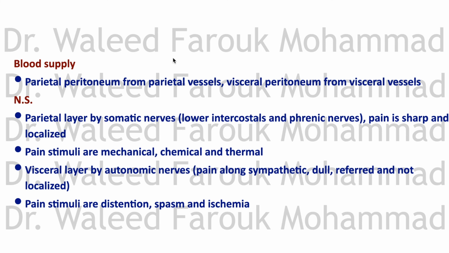The visceral layer, on the other hand, is sensitive to different kinds of stimuli like distension or spasm or ischemia, and it's carried by autonomic nerves, so it's not localized. The pain coming from them is not localized, it's vague. And this is what happens with any colic, that first it starts as a vague pain spreading all over the anterior abdominal wall. Then in time it gets localized to an area where the somatic nerves start to kick in and start to be in action.